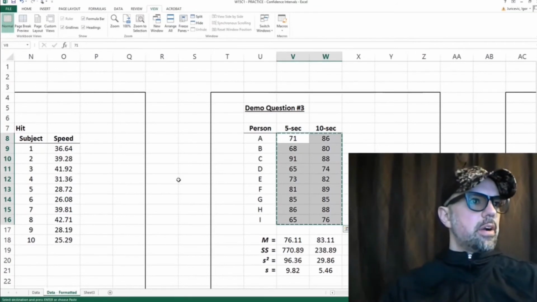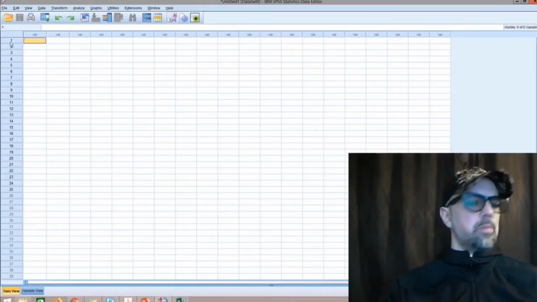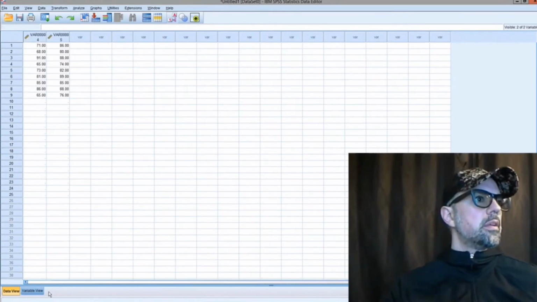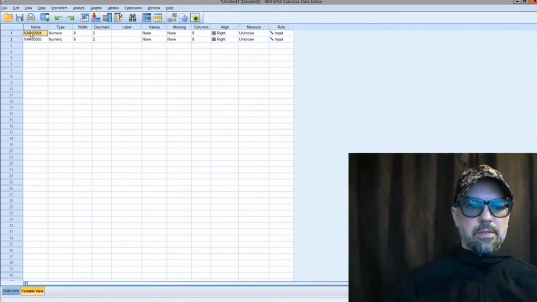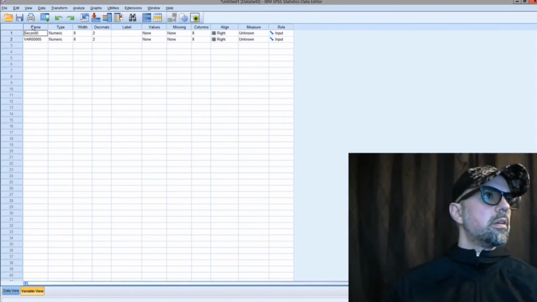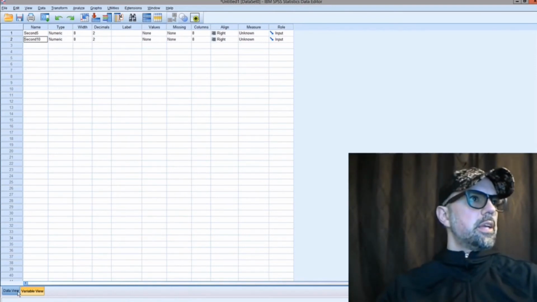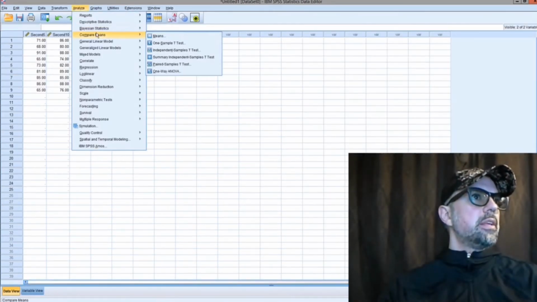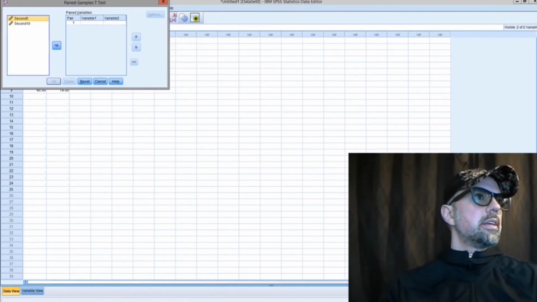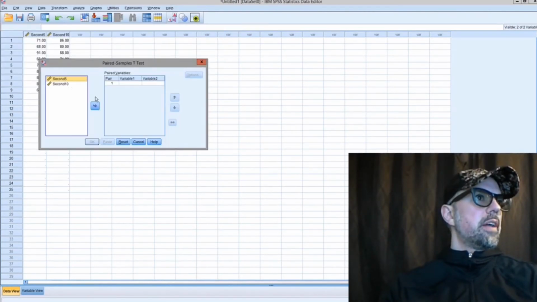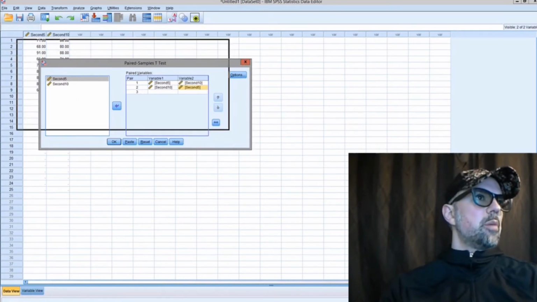All right, so we have our data. Paste that in. Change the variables. We got second 5. We got second 10. Data view, analyze, compare means, paired samples t-test, and we are going to put in 5 seconds as the first variable, 10 seconds as the second variable, and then I'm going to do another one down here where I put in 10 seconds as the first variable and 5 seconds as the second variable. And I'm going to show you why I'm doing that in just a moment. So I put it in both ways.